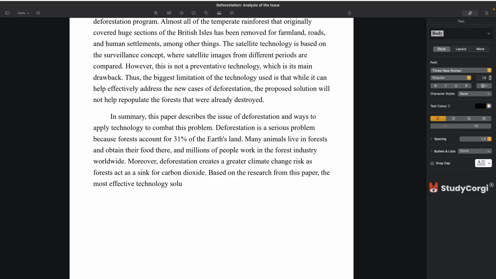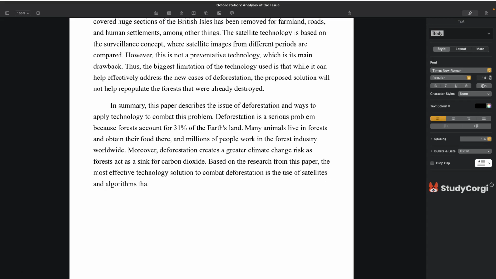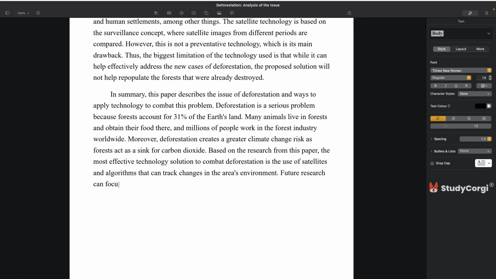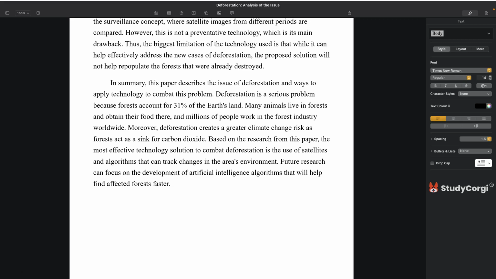Based on the research from this paper, the most effective technology solution to combat deforestation is the use of satellites and algorithms that can track changes in the area's environment. Future research can focus on the development of artificial intelligence algorithms that will help find affected forests faster.